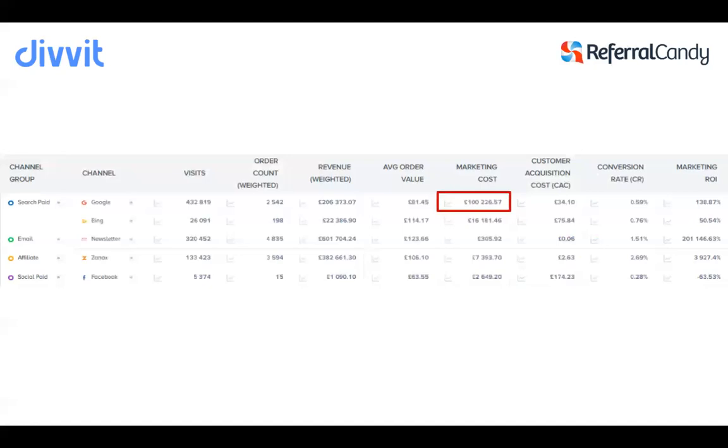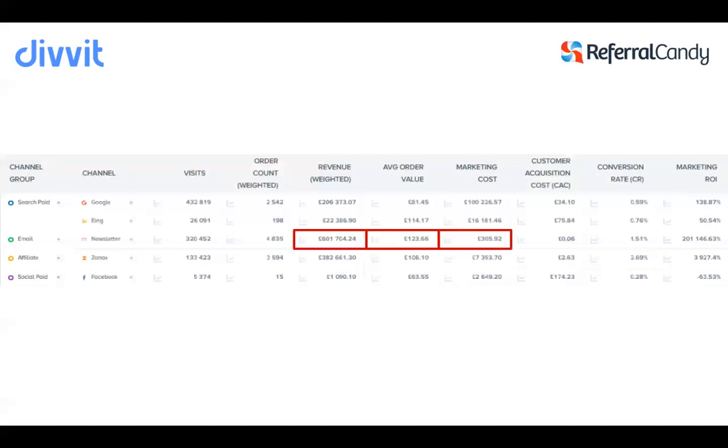and perhaps we can shift some of this enormous budget to a channel that is working harder, which brings me to the next thing that really jumps out at me here, which is Zanox, and it has a 2.69 conversion rate, which is phenomenal. It's got the highest conversion rate, the second lowest customer acquisition cost, one of the lower marketing costs, a really decent AOV at over 100 pounds, and it's your second highest revenue generator. So this is definitely a channel that's worth investing in.